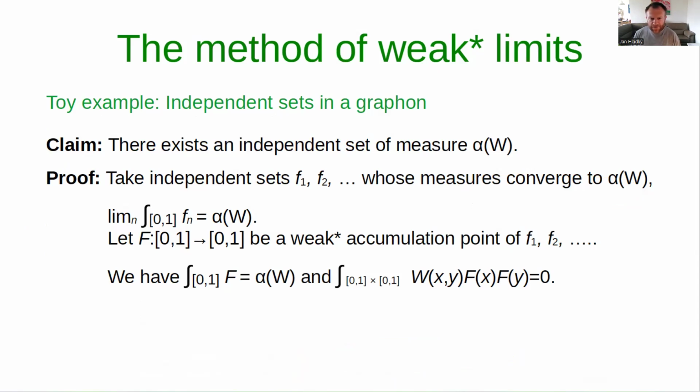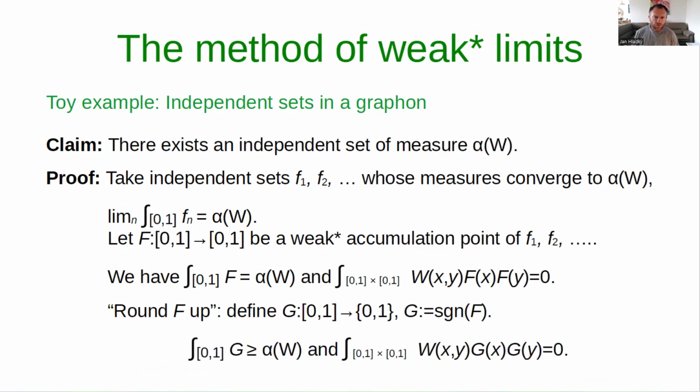However, f is not quite an independent set because it also takes these intermediate values. Independent sets only take values 0 and 1. This one takes also these intermediate values. So to fix this, we round f up. We define a new function g that is 1 wherever f is strictly greater than 0 and 0 otherwise.